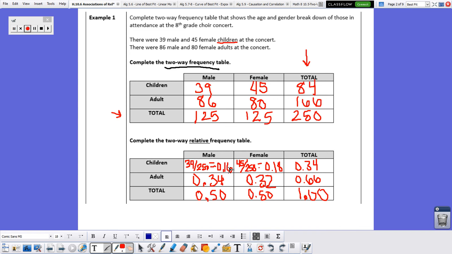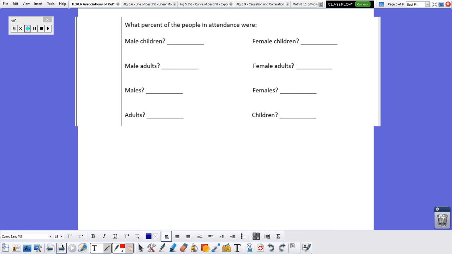Well, that's a decimal. That's not a percent. So if I want to convert that to a percent, I have to move my decimal place 2 to the right. So if I'm going to take 0.16, hop, hop, 2 to the right, that tells me that 16% were male children. How many were female children? We're going to do the same thing. The table said 0.18, so that's 18%. How many were male adults? The table said 0.34, so that's 34%. You guys, I'm sure, are getting the hang of this. Female adults, 0.32, that's 32%.